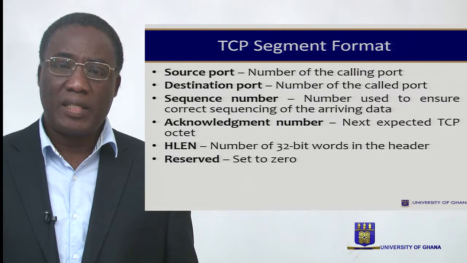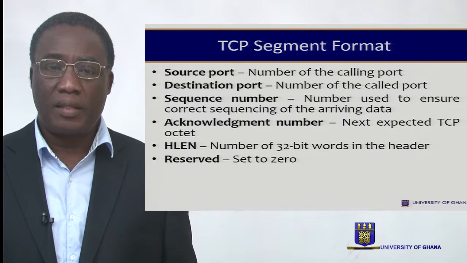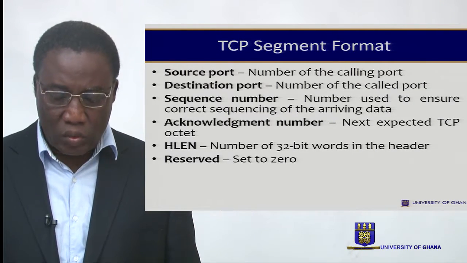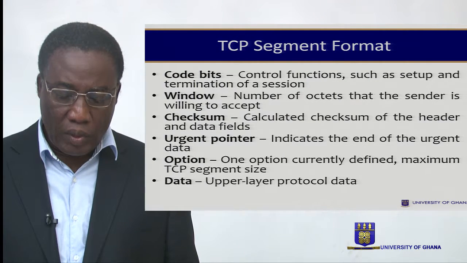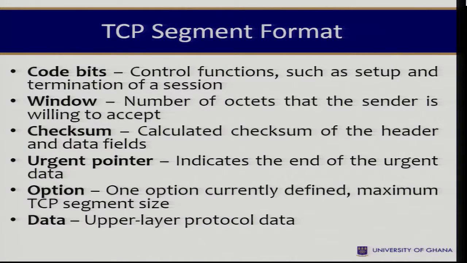The acknowledgement is the next expected TCP octet, and the header length is the number of 32-bit words in the header. Reserved is normally set to 0. The code bits, window, checksum, urgent pointer, options, and data are all part of the TCP segment, and they are explained in the slide.